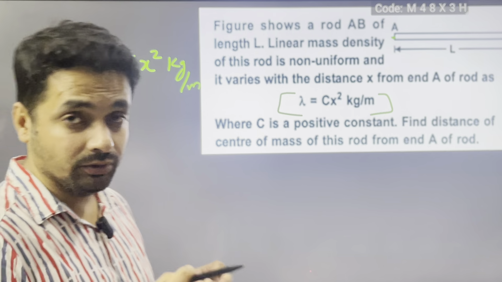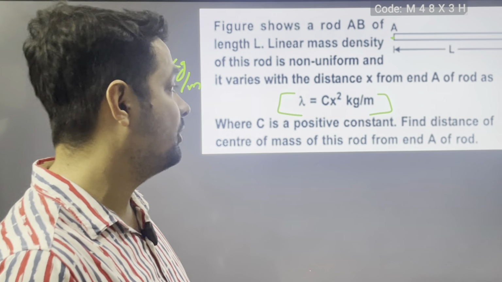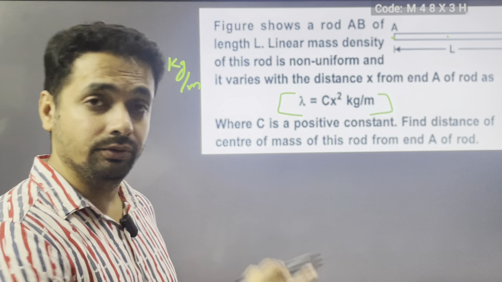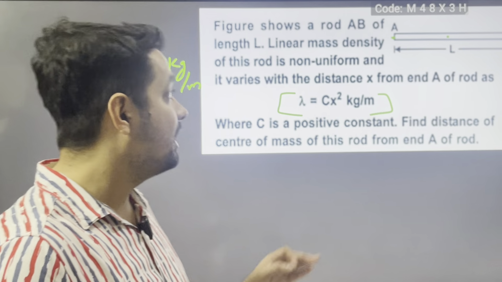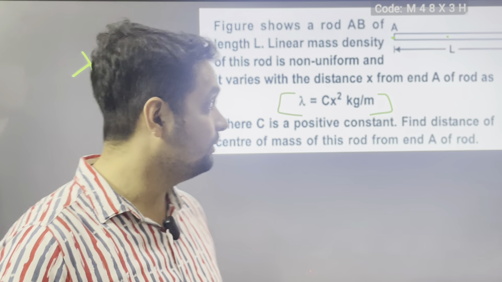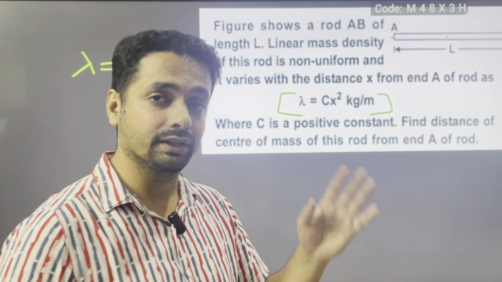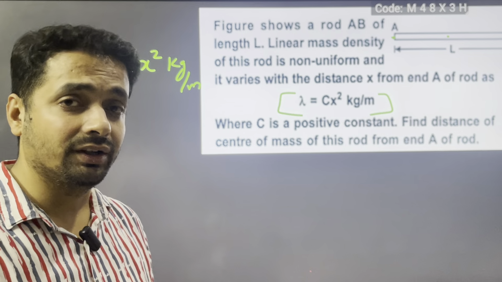If this rod is uniform, in that case, definitely the center of mass will be located at its physical center. But here the rod is not uniform. Here the mass of the rod is variable. So in this case, the center of mass will not be at its physical center. It will be somewhere else. So how to find the center of mass?